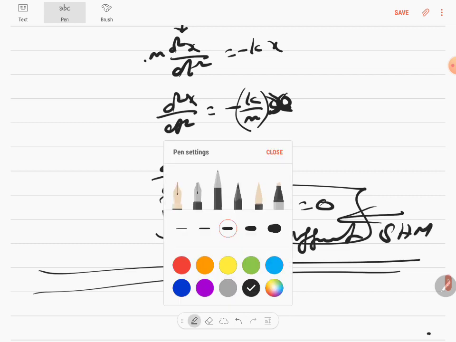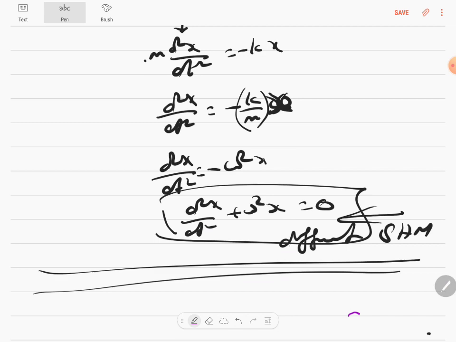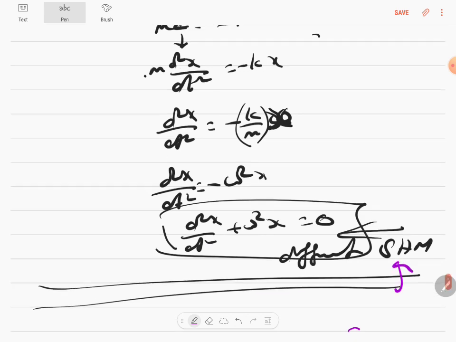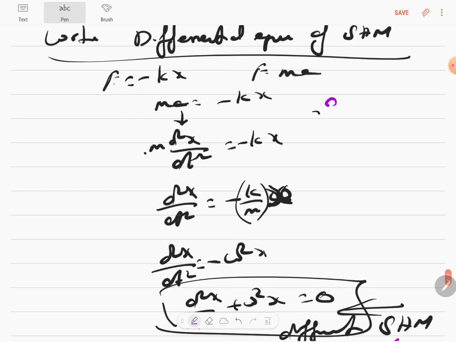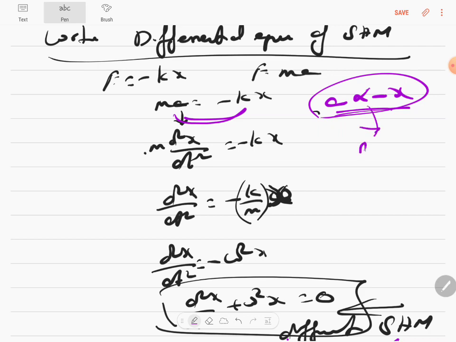If they simply ask you to find whether it's simple harmonic, you can also check whether a is proportional to minus x. If a is proportional to minus x, you can call it a simple harmonic motion. This is the main condition to define simple harmonic motion, where the acceleration is the negative of the displacement, which means it is always bringing the body towards the mean position.